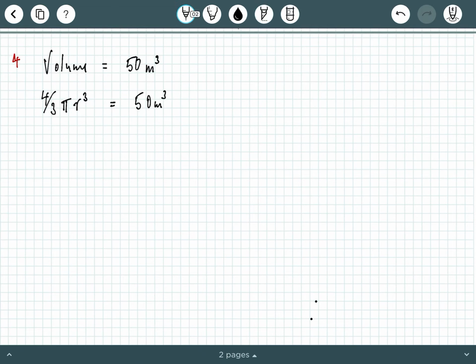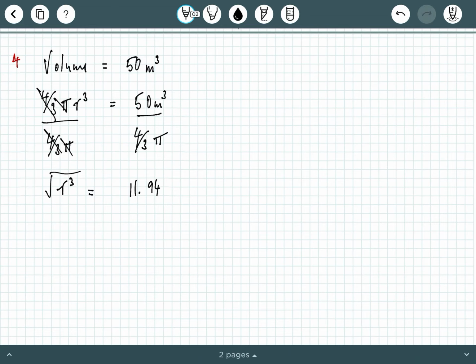Okay, so first thing I'm going to do is divide both sides by 4/3 pi. What you do to one side of the equation, to keep it equal, you must do to the other. So that 4/3 pi cancels out there, so you're left with r cubed. And then you go into your calculator and type in 50 divided by your 4/3 pi, and you get 11.94. Again, I'm rounding that off to 2 decimal places.